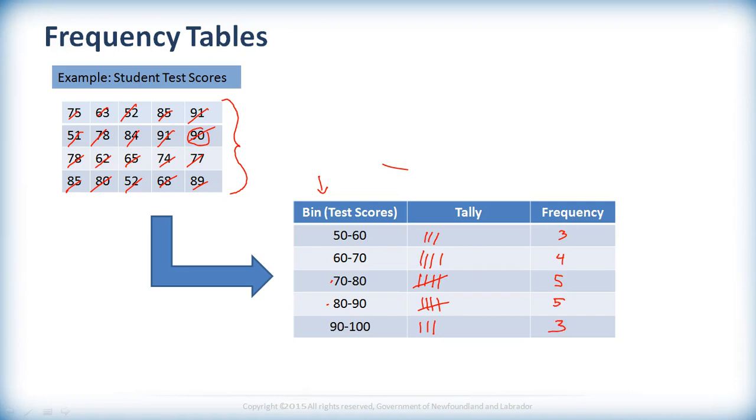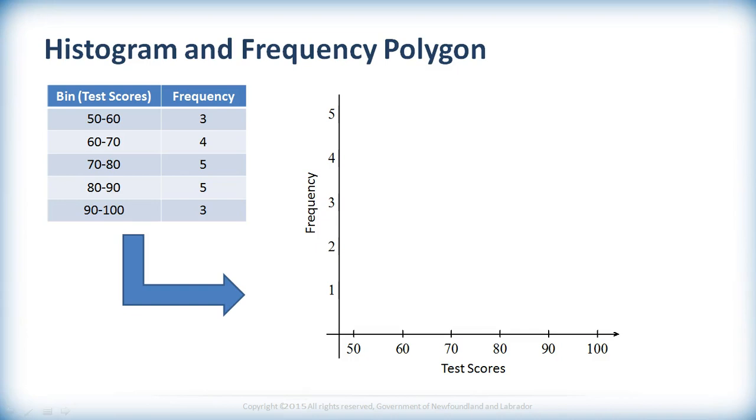So that's what we call a frequency table. We organize the data into neat and tidy little bins or categories, and then we just count how many of the data values fit into each category. Then what we do is we use that frequency table. So you can see I've copied the same frequency table right here. I just left the tallies out.